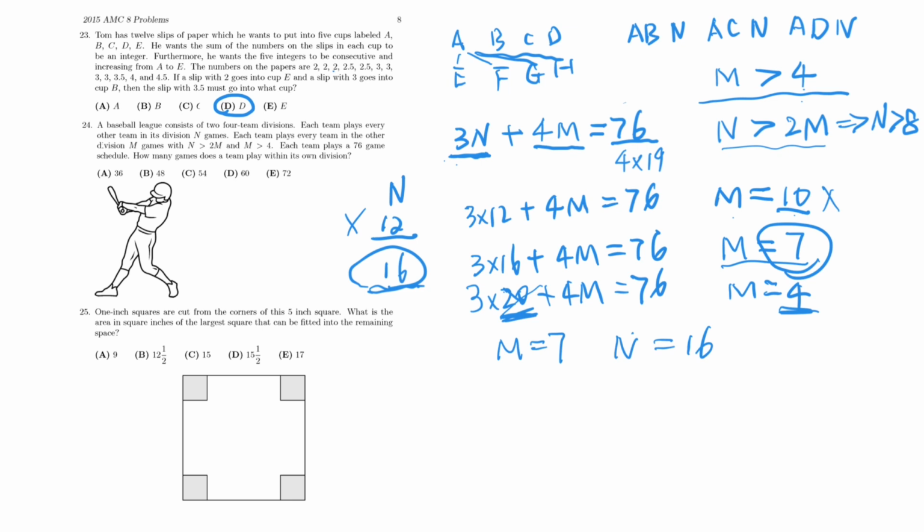And now they ask how many games does a team play within its own division. So within its own division is 3N. That's 3 times 16. That's 48. That's choice B.